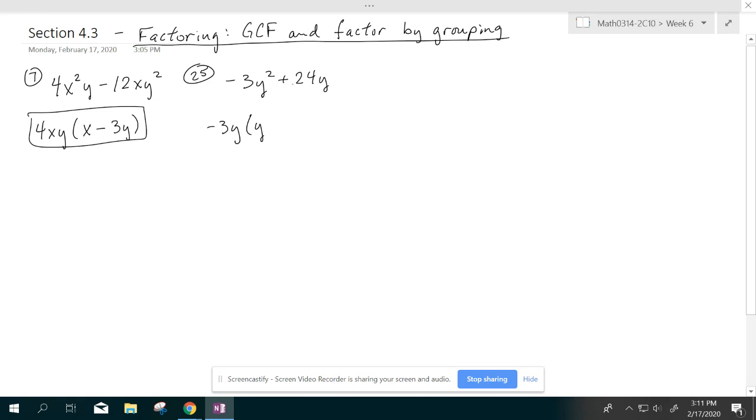And next, what is 24 divided by negative 3? No, 9. 8. Oh my gosh. You got there eventually. Yes. It sure is. 24 divided by negative 3 gives me negative 8. And I took his y, so he doesn't have a y left. And that is factored completely.